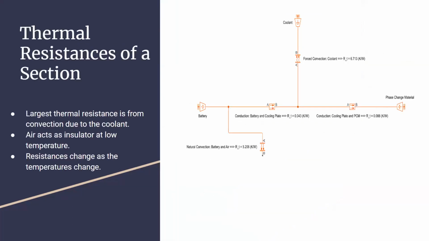For this model, we developed a thermal resistance diagram as seen on the right-hand side. On the leftmost node, we see the battery node that undergoes both convection and conduction. Convection in the form of natural convection between the battery and the air, and conduction will be directly between the cooling plate surface and the battery surface. Once in the cooling plate, there is another form of convection, this time forced by the coolant, and another form of conduction that is between the cooling plate and the phase change material. It is important to note that these resistances will change over time and will not remain constant.